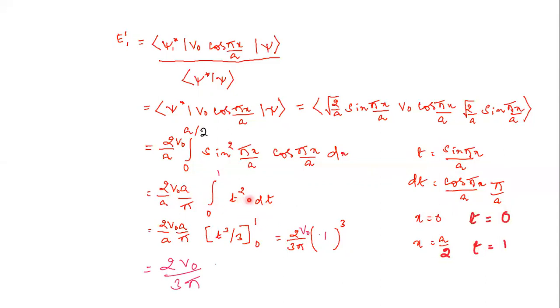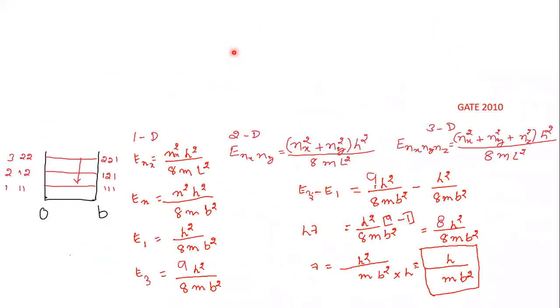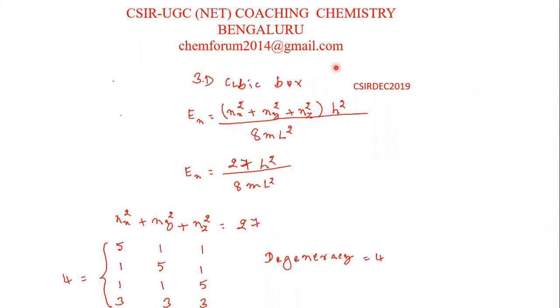Now the integration of t square is t cube by 3. If you apply the limits and simplify, it will become equal to 2 V naught by 3 pi. This is the shift in the ground state energy after the perturbation. This is the same as E11, or the energy correction to the ground state with this much as the perturbation potential. That's all about this. If you have any doubt, please write to us at this mail ID for any of your doubts. We will try to clarify.